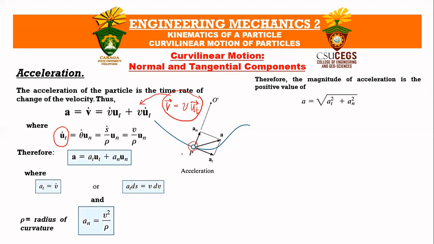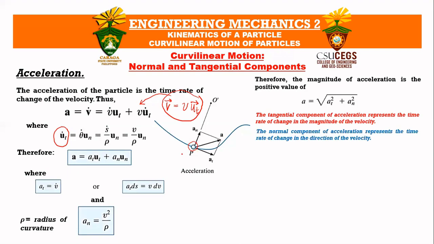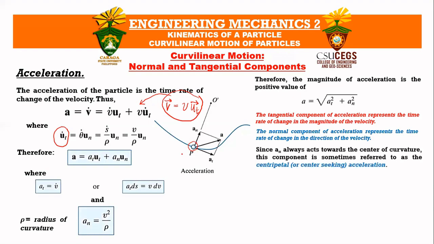So we can actually determine the magnitude of acceleration by using the Pythagorean theorem. And the tangential component of acceleration represents the time rate of change in the magnitude of the velocity, while the normal component of acceleration, the an, represents the time rate of change in the direction of the velocity. And since an, or the normal acceleration, always acts towards the center of curvature, this component is sometimes referred to as the centripetal or center-seeking acceleration.